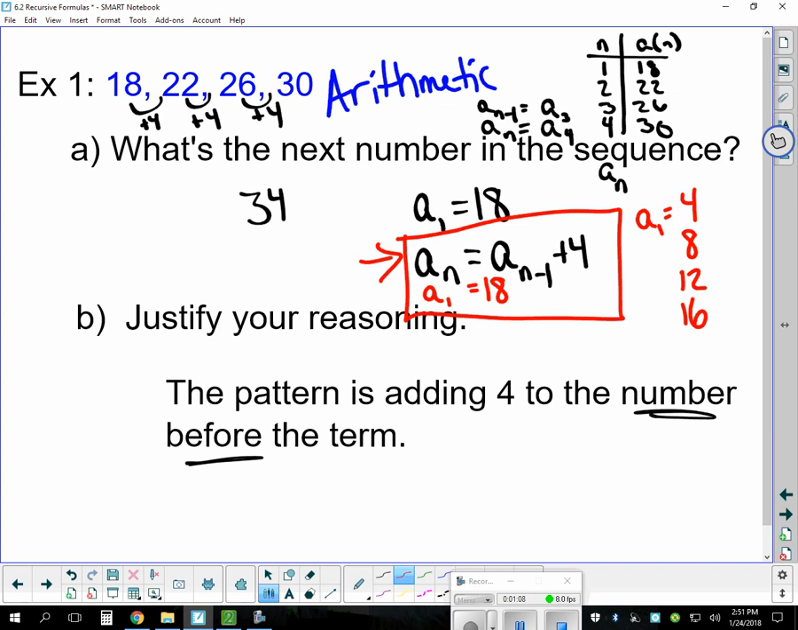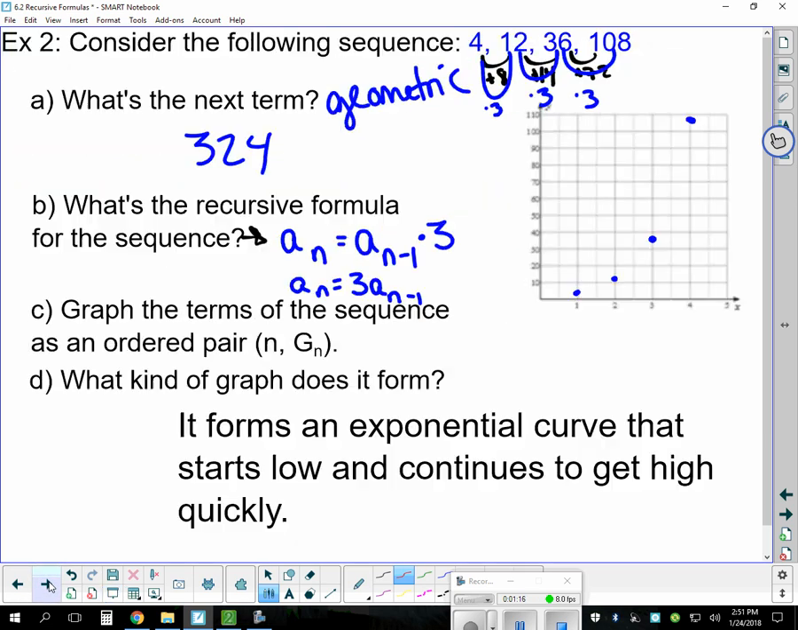So on all of your problems, for a recursive formula, you always need to tell what the first term is. So then the next example, example 2, the recursive formula, here it is right here. But in addition to that, you also need to state that a sub 1 equals 4. So that needs to be given in your answer as well.